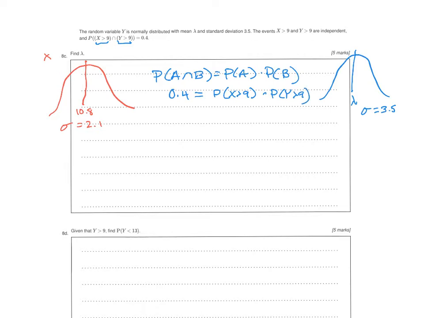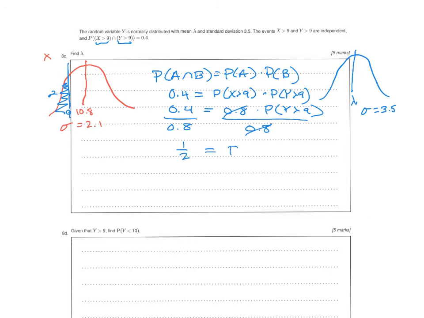Well, the good news is the probability of x being greater than 9, we know that from before. We had 9 right here, and the area to the left of it was 0.2. So the area to the right of that, greater than 9, is 0.8. So we can divide both sides by 0.8. And 0.4 divided by 0.8 is 1/2. So that tells us the probability in this new distribution of y being greater than 9 is 1/2.